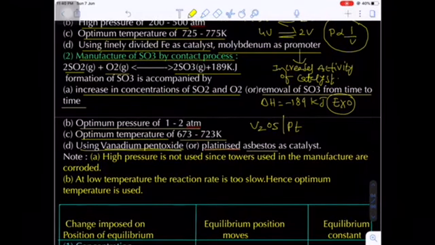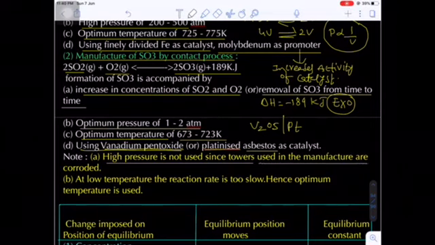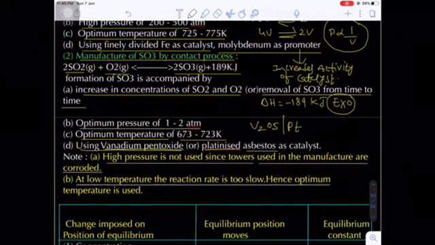Now why are we using the optimum pressure and why should we not use high pressure? The reason is that the towers used in the manufacturing of sulfuric acid in the contact process may undergo corrosion. What is the meaning of corrosion? Rusting, damaging. Okay. Now at low temperature the reaction rate is slow. Just now I told you, not a very low temperature, because at very low temperature the reaction rate will be slow. That's why we require optimum temperature.